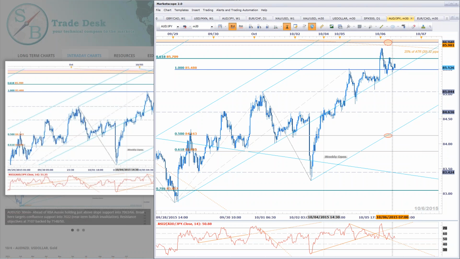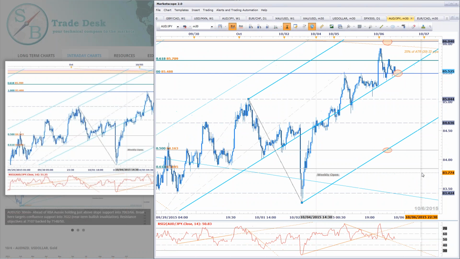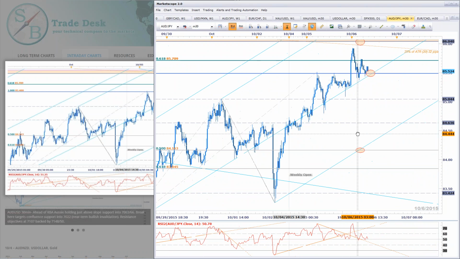So if we break near term, this is your immediate shift of focus for the bias. If we break below the median line, we break below the lows from Europe, look for a broader decline to the downside. 85 would be a soft target. 84.60 is what we would like to reserve at this point as our bullish invalidation level, and that's simply the weekly open.